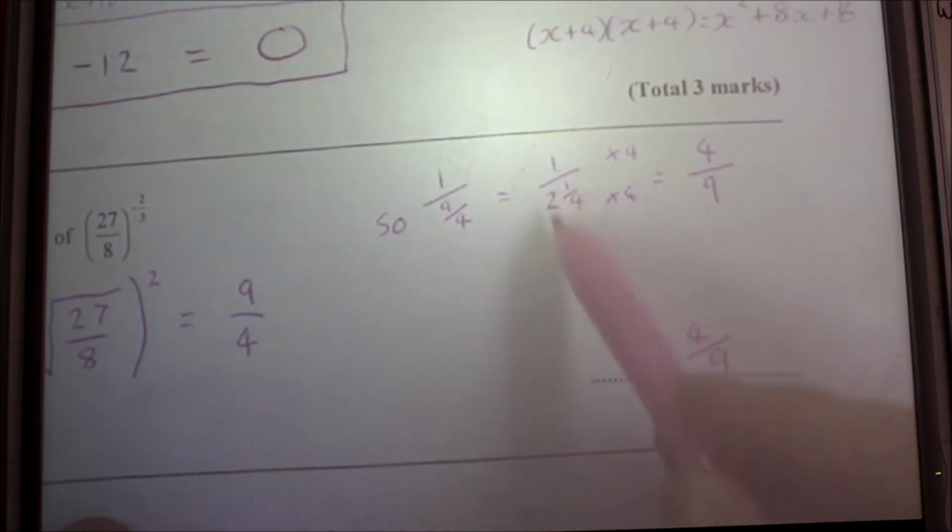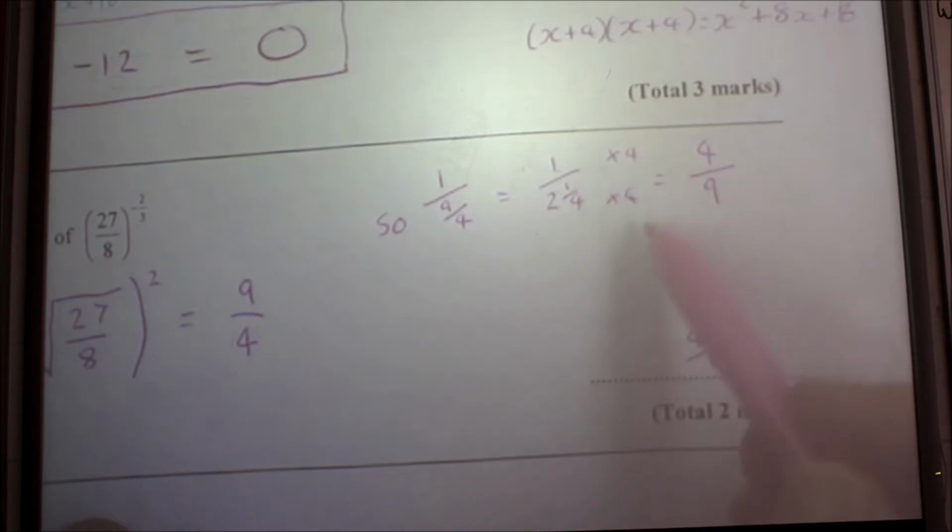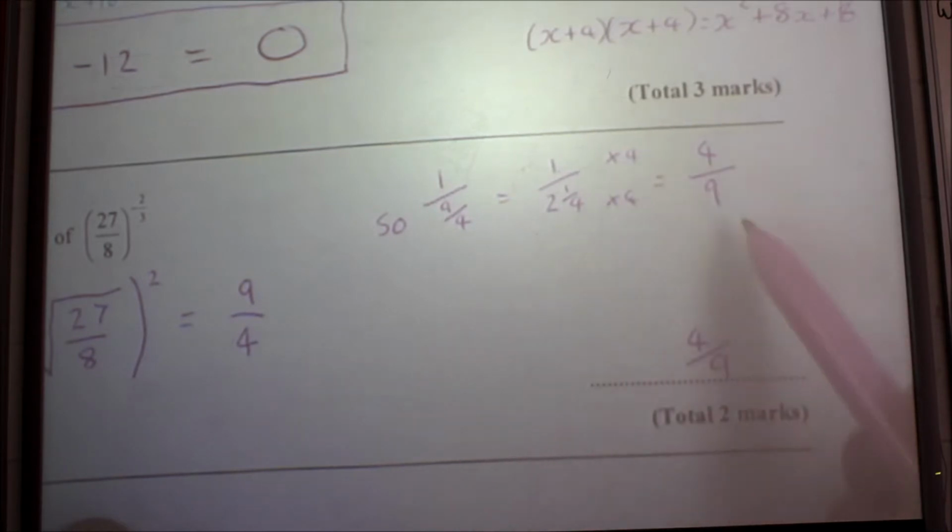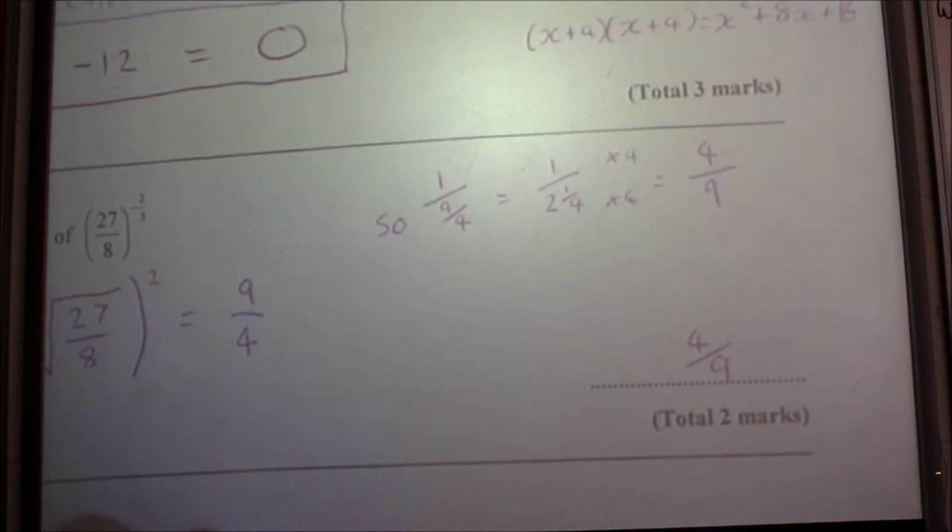I want to get this a whole number. The only way I can do that is multiplying it by 4. So I've got to multiply the top by 4. So if I multiply both of them by 4, I get 4 over 9, and that is your answer.